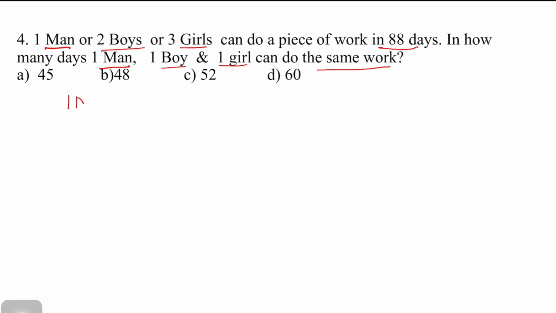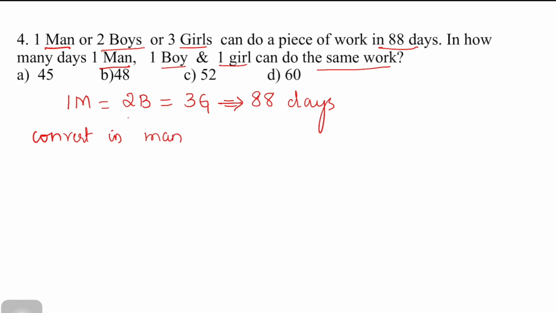Now we know that one man is equal to two boys, which is equal to three girls. All of them can do the work in 88 days. All means one man can do it in 88 days, two boys in 88 days and three girls in 88 days. Now let us convert everything in one form only, so we'll convert everything in man form.